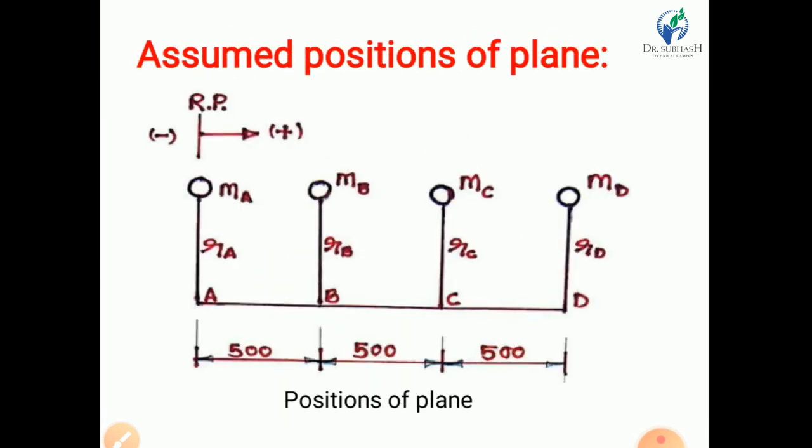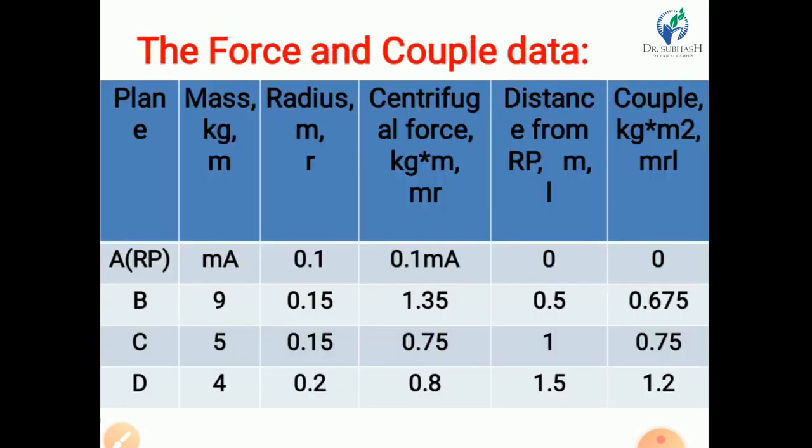Similarly, the distance of B plane from A plane is 0.5 meter, 500 mm, that's why 0.5 meter. Similarly, the distance of C plane from A plane is 1 meter, and D plane is 1.5 meter. So in this column we have considered distance from RP as 0, 0.5 meter, 1 meter, and 1.5 meter.